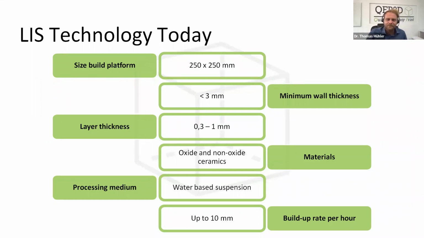The biggest building platform today has a size of 200 to 250 millimeters, and we can achieve a minimum wall thickness of around 3 millimeters. Because of the laser wavelengths and the water-based suspensions, the process works for oxide and non-oxide ceramics, no matter if black or white. It depends on the layer thickness and the process parameters. A build-up rate of around 10 millimeters per hour can be achieved at the moment.